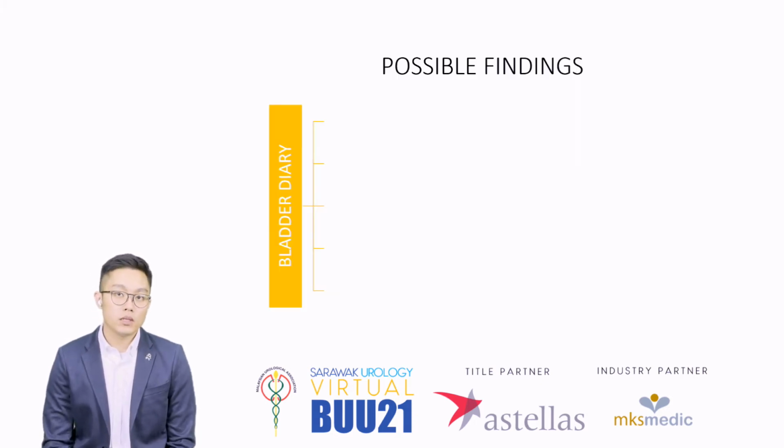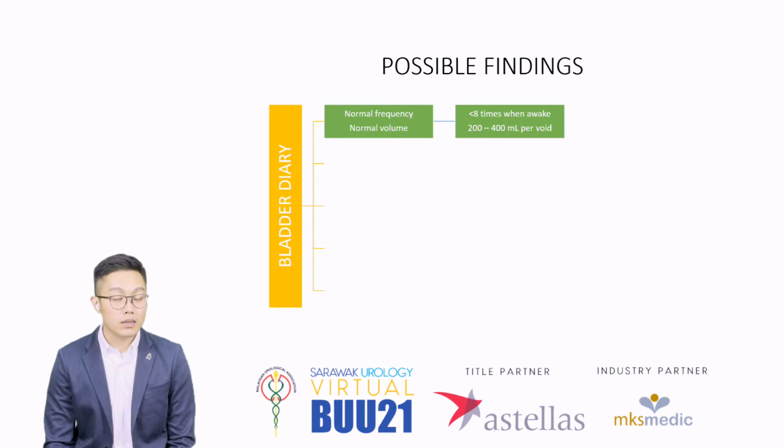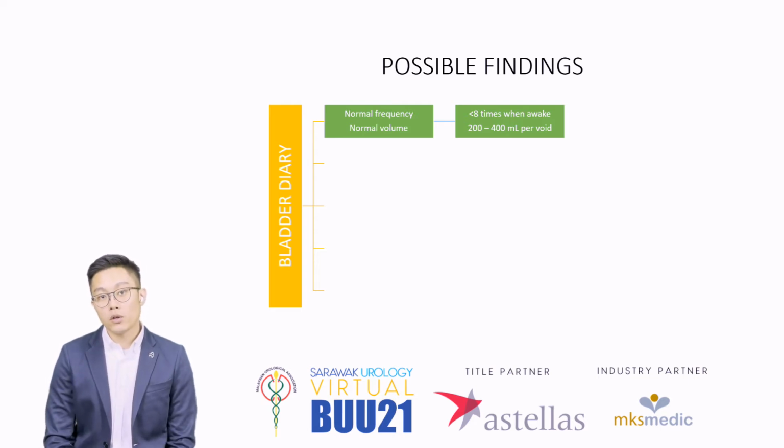So what are the possible findings you might find? With a bladder diary, a normal frequency would be around 8 times or less per day when the patient is awake. And the normal volume per void should range around 200 to 400 milliliters. This is what we call the functional bladder capacity.